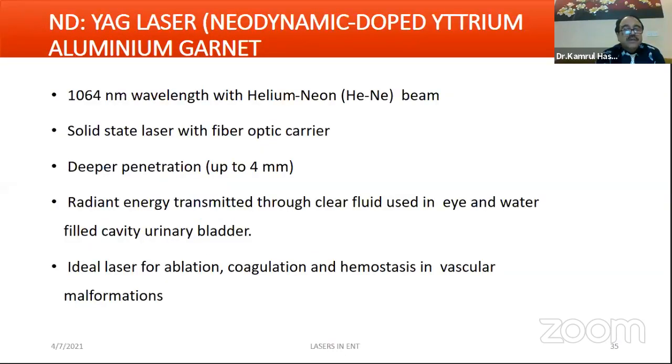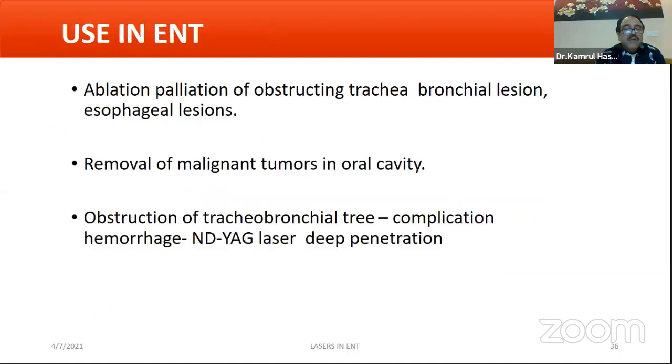This is a YAG laser. Uses include ablation, palliation of obstructing arterial bronchial lesion, esophageal lesion, removal of malignant tumors in oral cavity, and obstruction of the tracheobronchial tree.